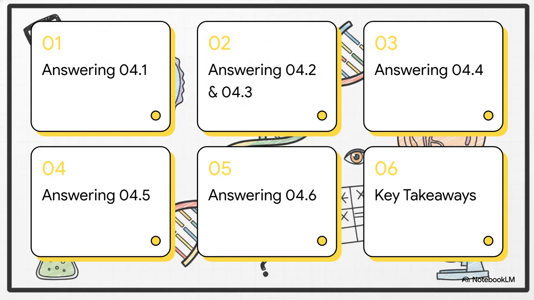Okay, here's the plan. We're going to break down every single part of question 4, starting with plant tissues, then plant transport, cell structure, the big one on active transport, and finally specialized cells. After all that, we'll wrap up with the most important takeaways. So are you ready to think like an examiner?